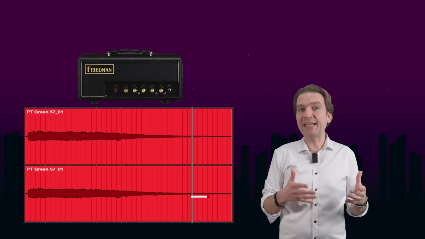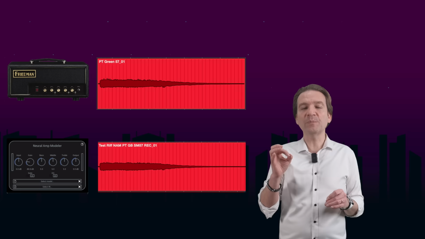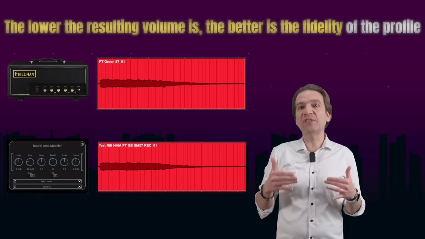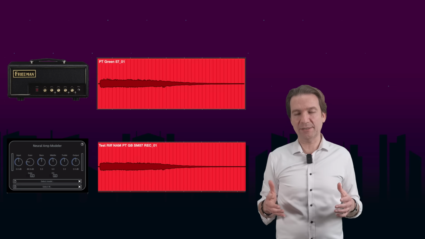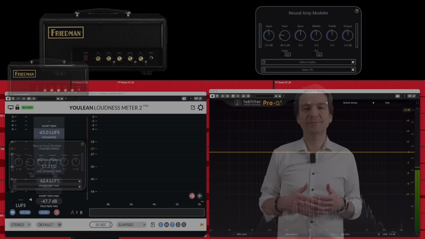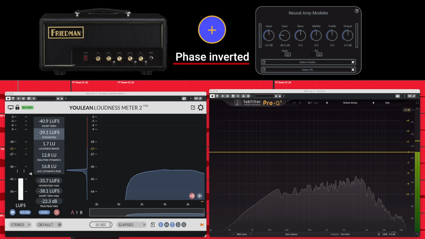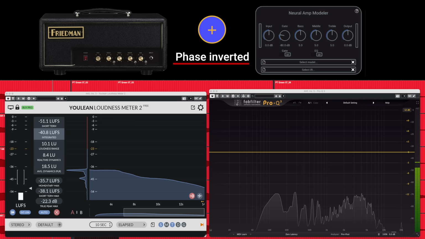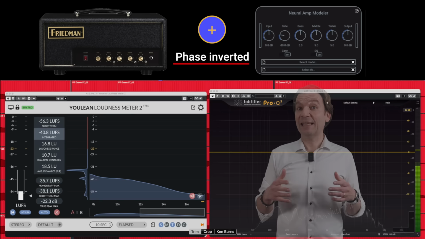Now, this is the same Friedman amp profiled with the NAM software. Applying the same principle, if I play both the tracks together with one of them phase inverted, the lower the resulting volume is, the better the fidelity of the profile versus the real amp. Let's hear the NAM alone. And now let's hear the real Friedman and the NAM together with the real amp phase inverted. As I said, the lower the volume, the higher the fidelity of the profile.